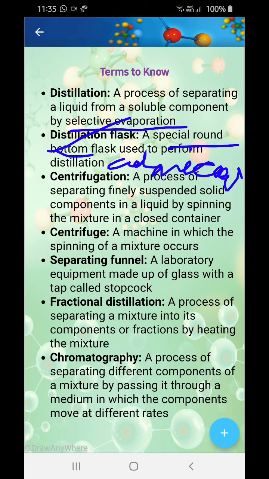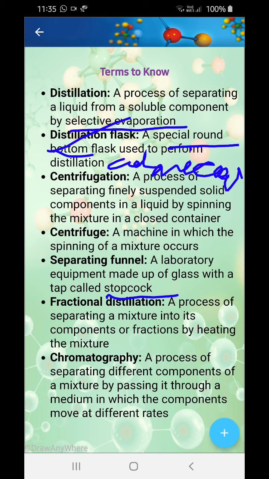Okay, now separating funnel, the laboratory equipment made up of glass with a tap called a stopcock. Now it works on the principle of heavier liquid and lighter liquid. These are immiscible liquids. Okay, the heavier liquid goes down while the lighter liquid goes up. You open the stopcock, you take down the heavier liquid. Okay, and then again you put back the stopcock. Again you take another beaker, you open the stopcock, and then you take the lighter liquid.